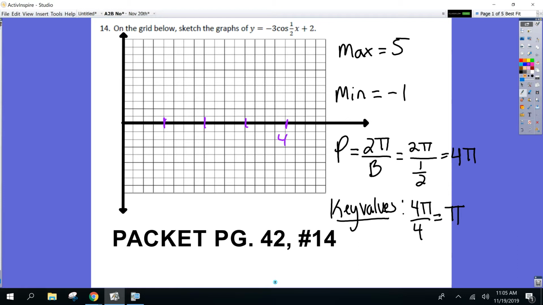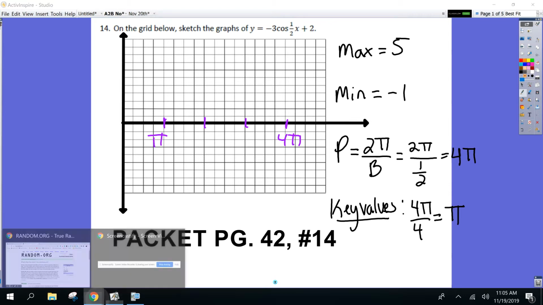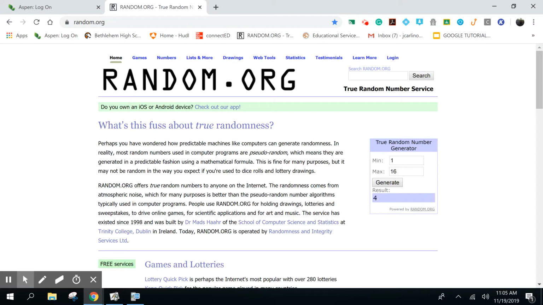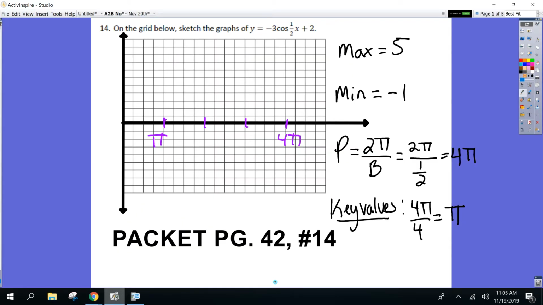4 pi at the end, pi at the beginning. How about the 2 in between now? Remember, you're going by pi's now. What's next? 2 pi, 3 pi. We already said 5 and -1 are our max and min, so they have to be on the graph somewhere. And there's probably going to be one more that's got to be on there too.